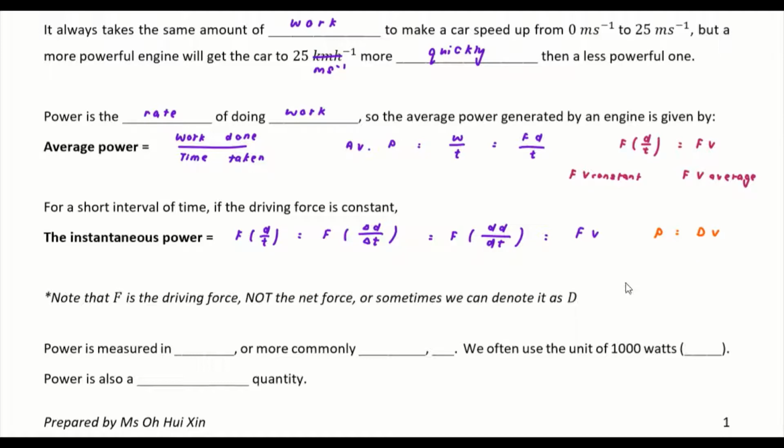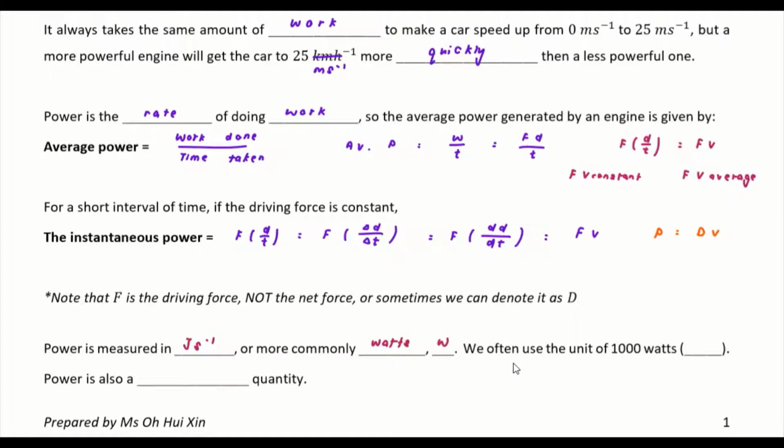Now, what is the unit for power? We know that power is work divided by time. The work is in joules, and the time is in seconds, so joule per second, or joule second to the power of -1. Normally we don't write joule per second; we write it as watts, and that's denoted by W.